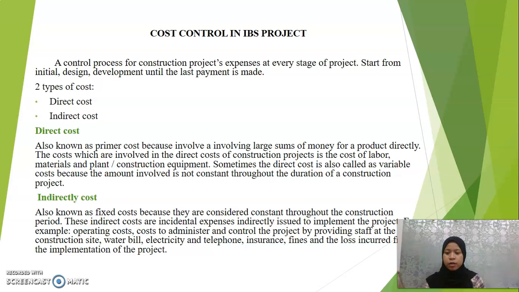Second, indirect cost, also known as fixed cost, because it is considered constant throughout the construction period. These indirect costs are incidental expenses indirectly incurred to implement the project. For example, operating costs, the cost to administer and control the project by providing staff at the construction site, water bill, electric and telephone, insurance, fines and the loss incurred from the implementation of the project.